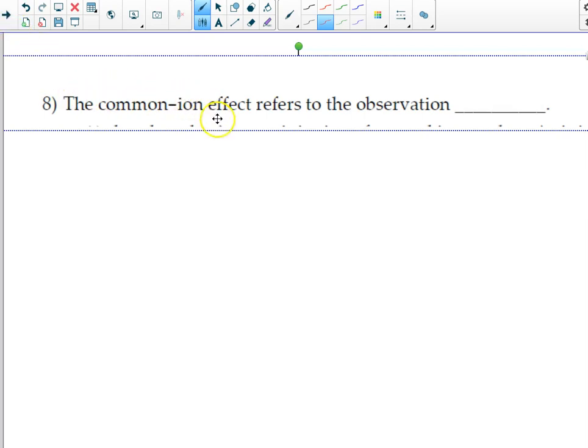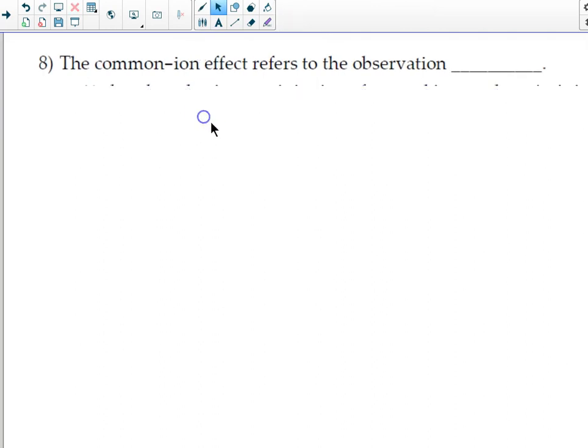The common ion effect refers to the observation, and this is just the first section in this whole chapter. So I would just read it again. This is going to be the definition of what the common ion effect is. It's literally going to be bold in the first section of chapter 17, and it's going to talk about how having a common ion can decrease the solubility, and so on. Okay?